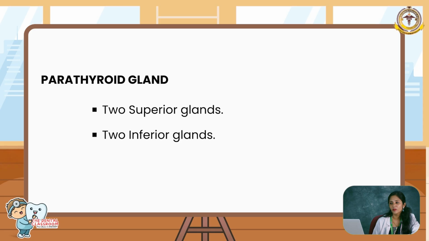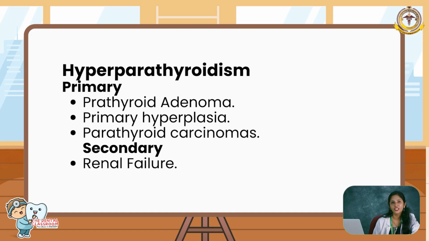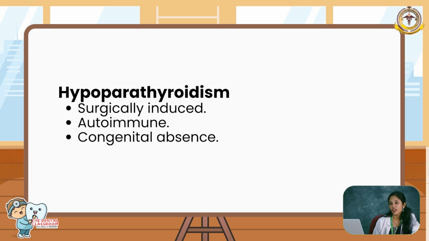So next we move on to the parathyroid gland. There are 4 parathyroid glands, 2 superior parathyroid glands and 2 inferior parathyroid glands. So there are 2 pathologies mainly in the parathyroid gland. One is hyperparathyroidism, second is hypoparathyroidism. In hyperparathyroidism, again we divide the causes into primary and secondary. Under primary, you will be seeing parathyroid adenoma, primary hyperplasia, parathyroid carcinomas. In secondary, you will be having renal failure.